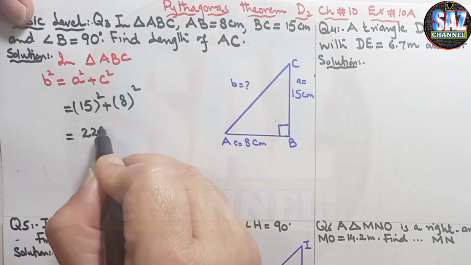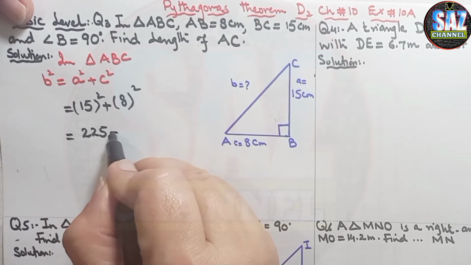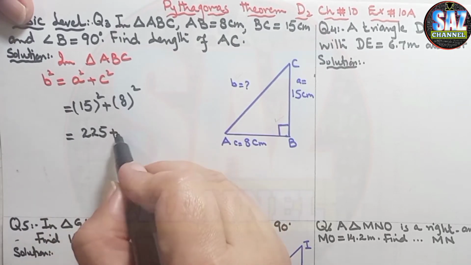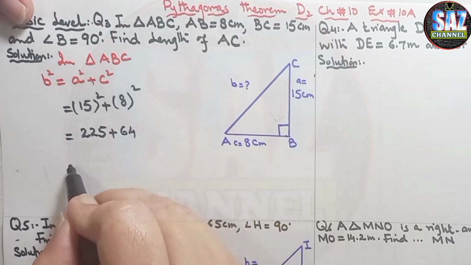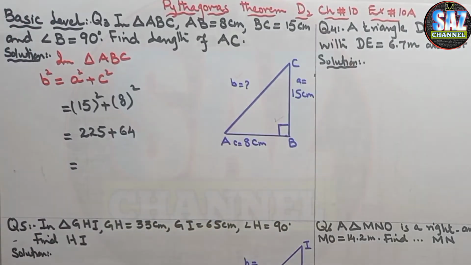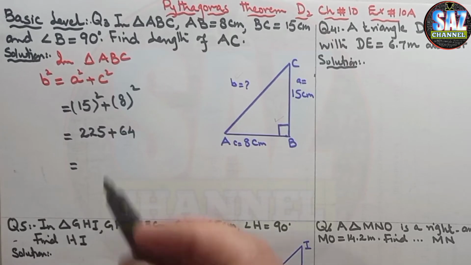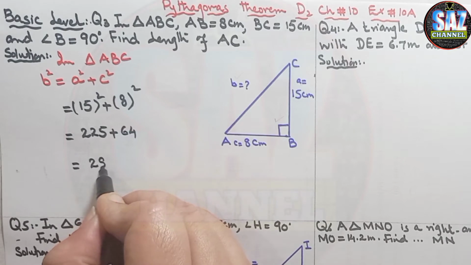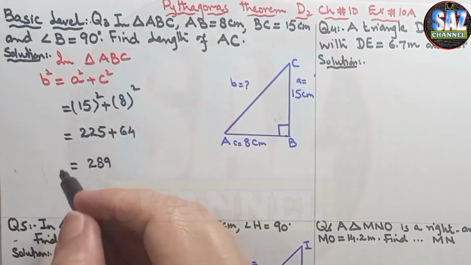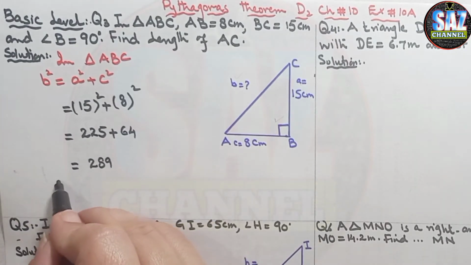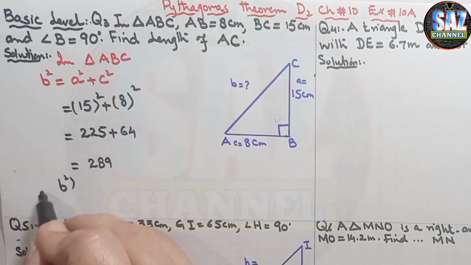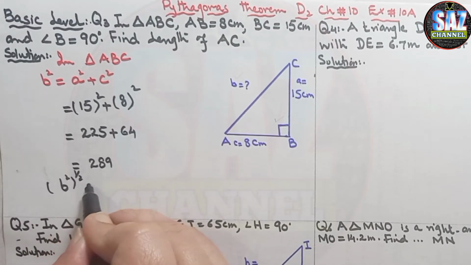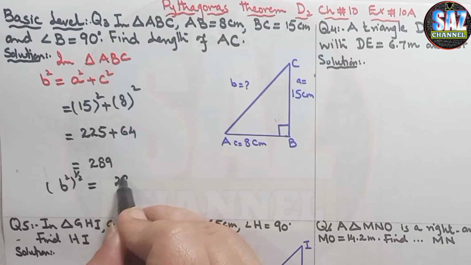Now 15 square is 225. You should have good command on the basic squares and square roots. 8 square is 64, and now add them up. 225 plus 64 will give me 289. And now, in order to get value of b, I have to take square root on both sides. So I have to show this process that I'm taking square root.